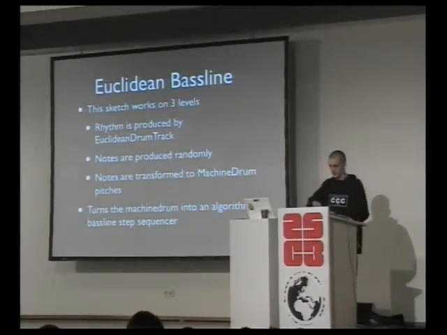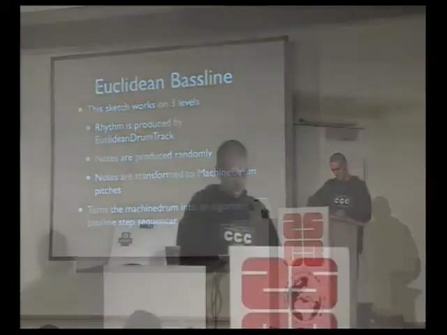So I just have to plug in a few devices. And it's this board here. So the way the sketch works is it's produced on 3 levels. The rhythm information is produced by a Euclidean track, which just generates the rhythmic information, like the one I showed you before. So you just input K and the offset.